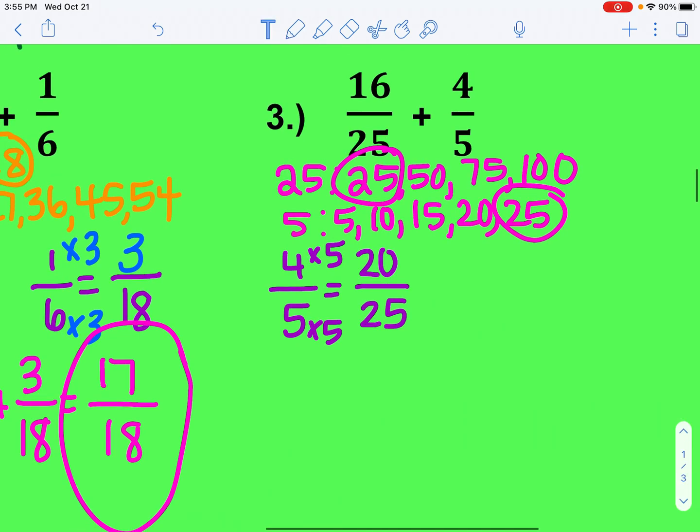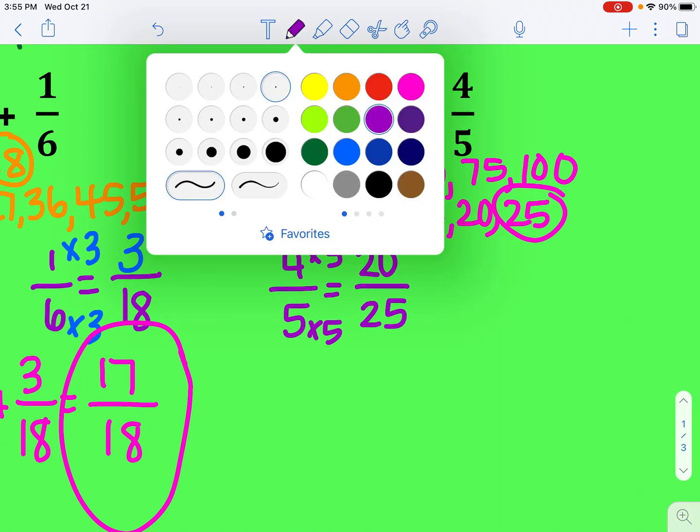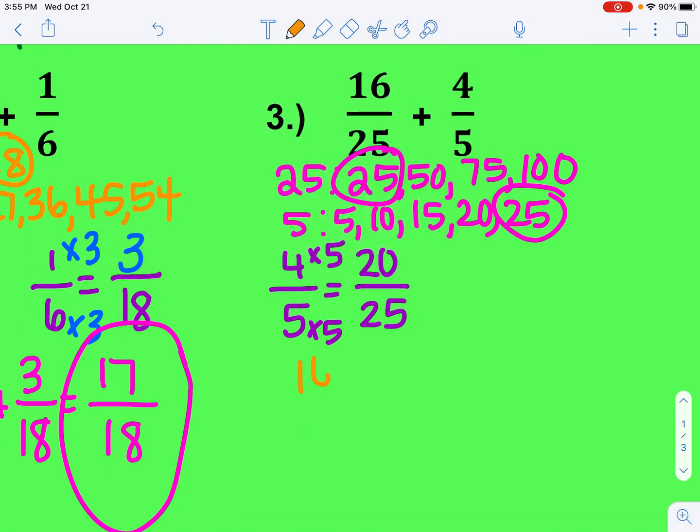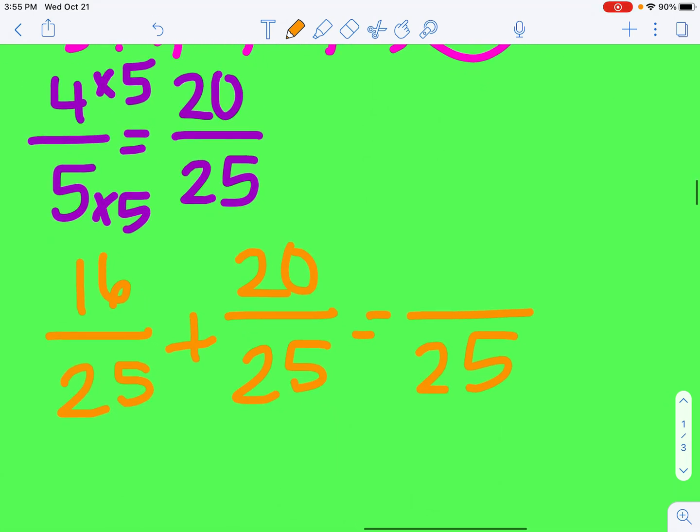Alright, now we're going to add these numbers. I have 16 over 25 plus 20 over 25. When I add, my denominators stay the same. 16 plus 20 gives me 36.